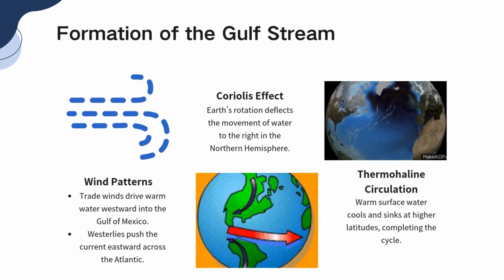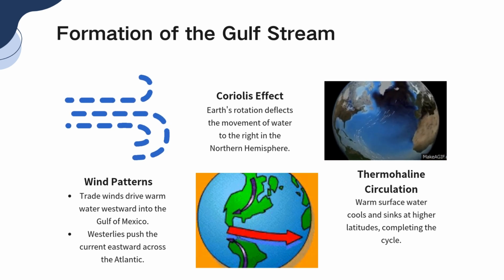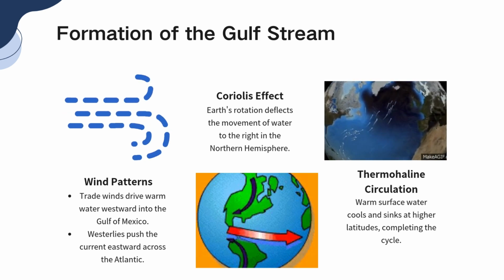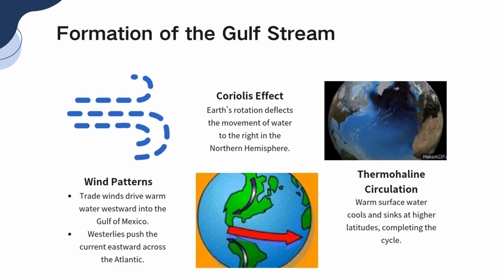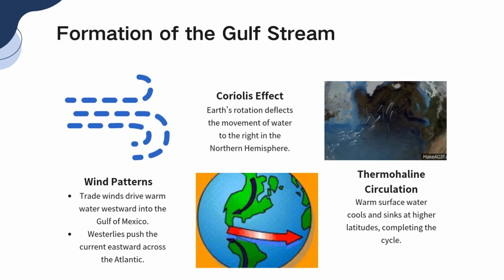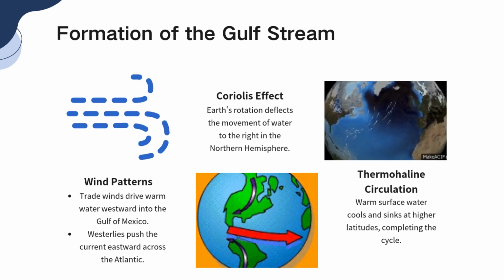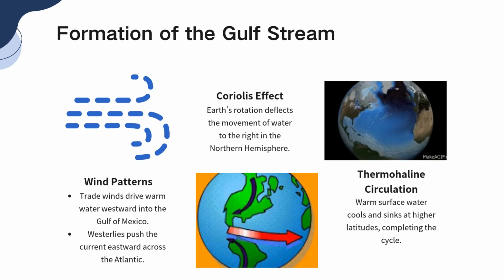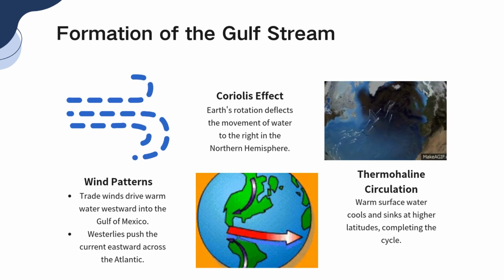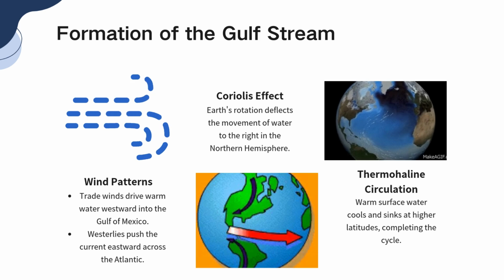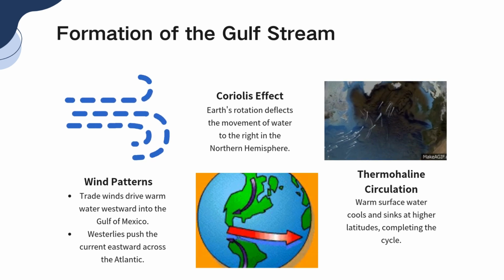And second is the Coriolis effect. Earth's rotation deflects the movement of water to the right in the northern hemisphere. This deflection steers the Gulf Stream northward along the east coastline of the United States and then eastward across the Atlantic toward Europe. The last thing is the thermohaline circulation. The warm surface water cools and sinks at higher latitude, completing the thermohaline circulation cycle.